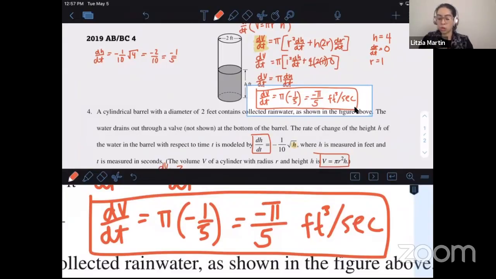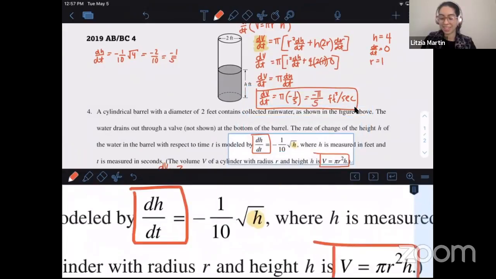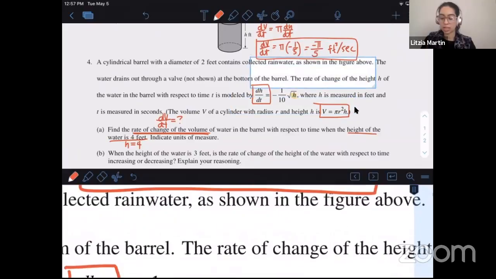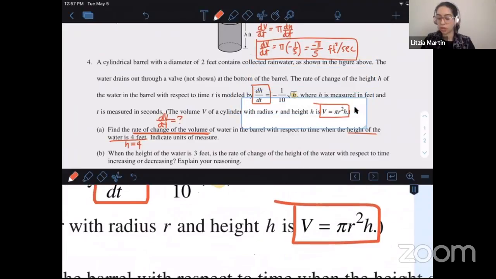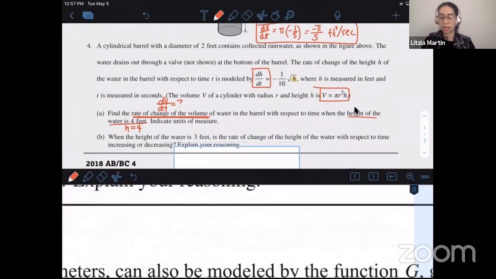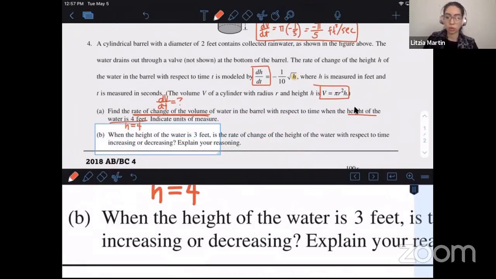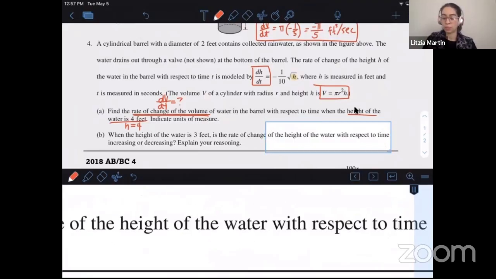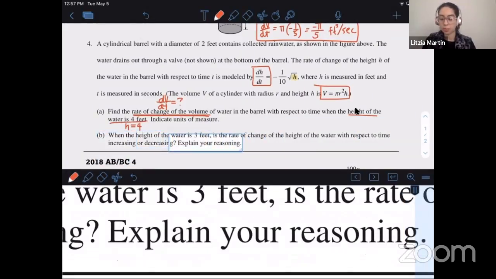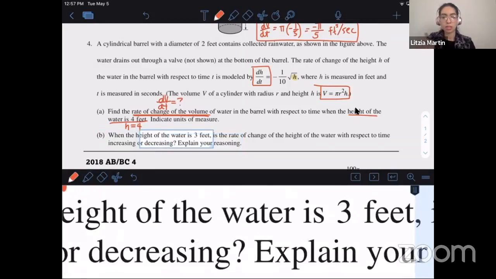Okay, so we're back to the problem. We answered part A already. Now we're going to look at part B. It says, when the height of the water is 3 feet, is the rate of change of the height of the water with respect to time increasing or decreasing? So we need to explain our reasoning here. All right, let's kind of break this down.